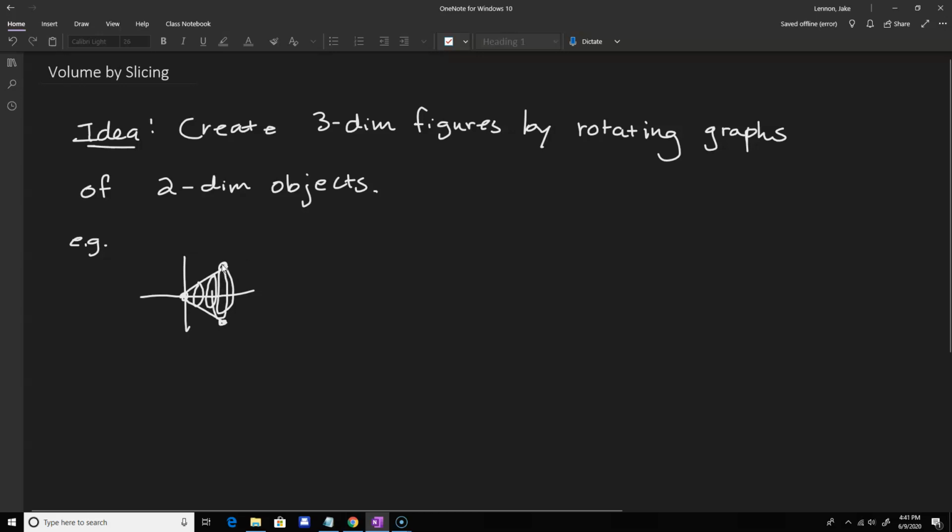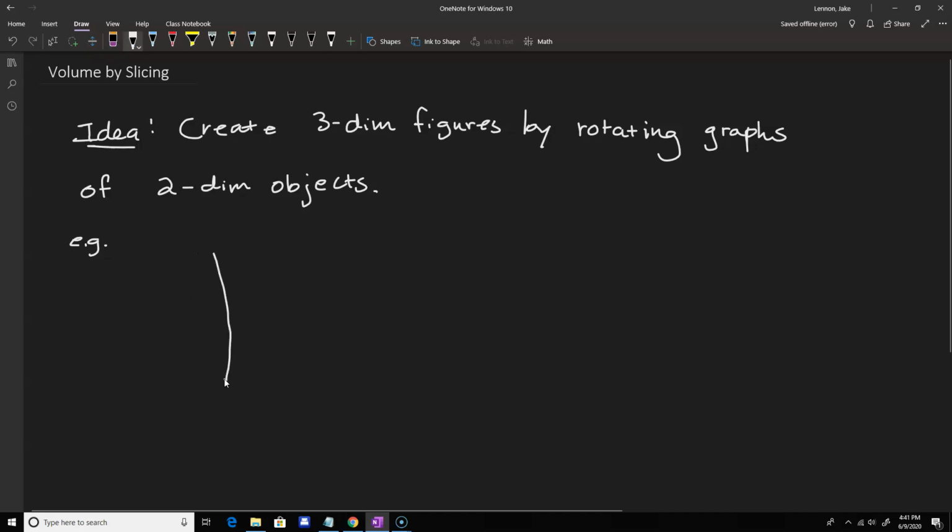My picture is not the best. Let me try again. The problem with this tablet I have to draw on is that erasing is kind of, you have to erase almost everything. But I think you get the gist. You have something here and here, and we're just revolving this and we get this three-dimensional object.